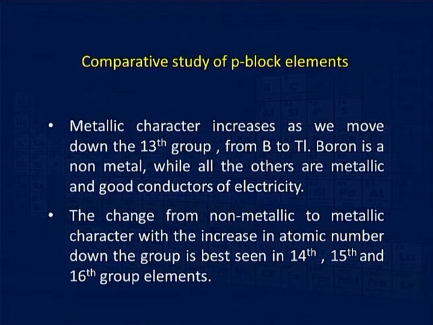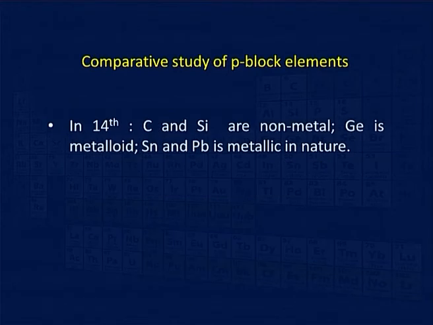the elements of the 14th, 15th and 16th group. In the 14th group, carbon and silicon are non-metals, germanium is a metalloid, and tin and lead are metallic in nature. This means that on moving down within the same group, two elements are non-metals, one is a metalloid and the rest two are displaying the metallic characteristic.